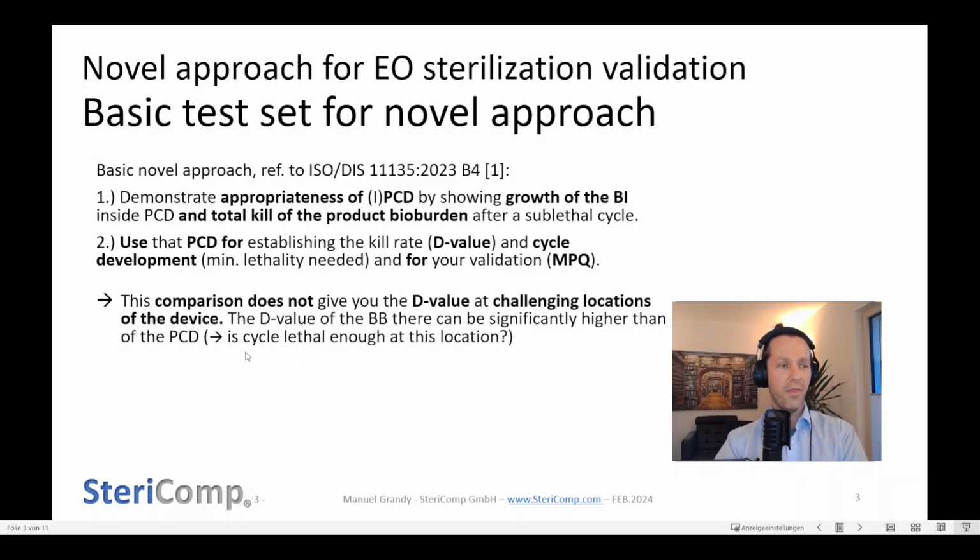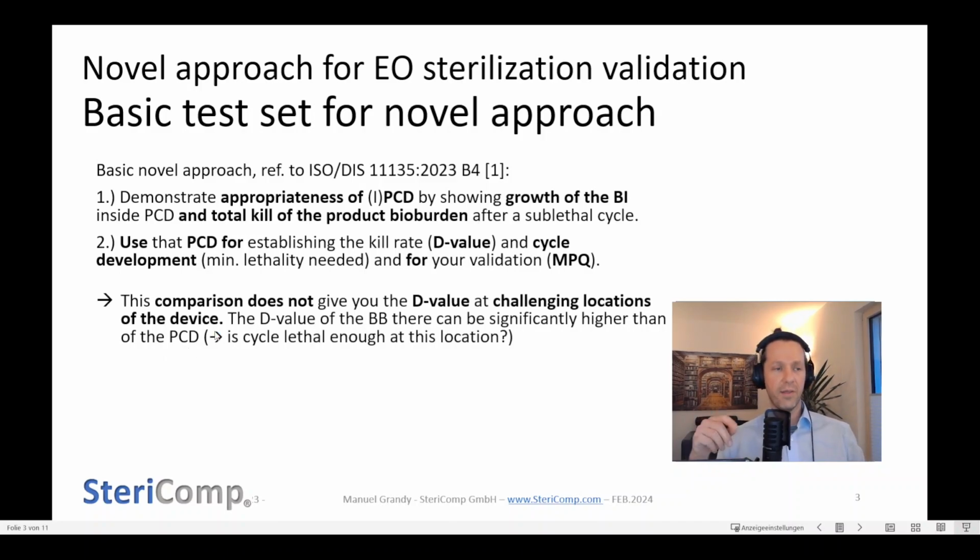So now this comparison here sounds logical at the beginning, but it does not give you the D value at the challenging locations of the device. It's nowhere described and it's not suitable for this. And this I will show you later in more detail. The D value of the bioburden there can be significantly higher than of the PCD.